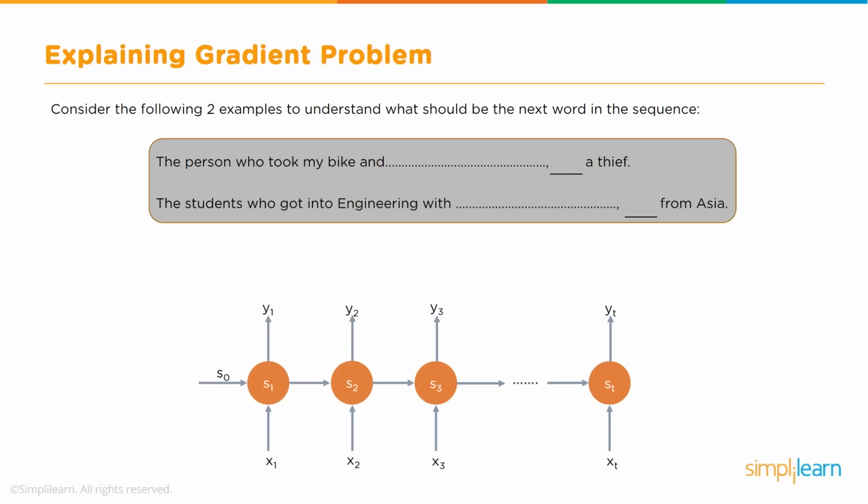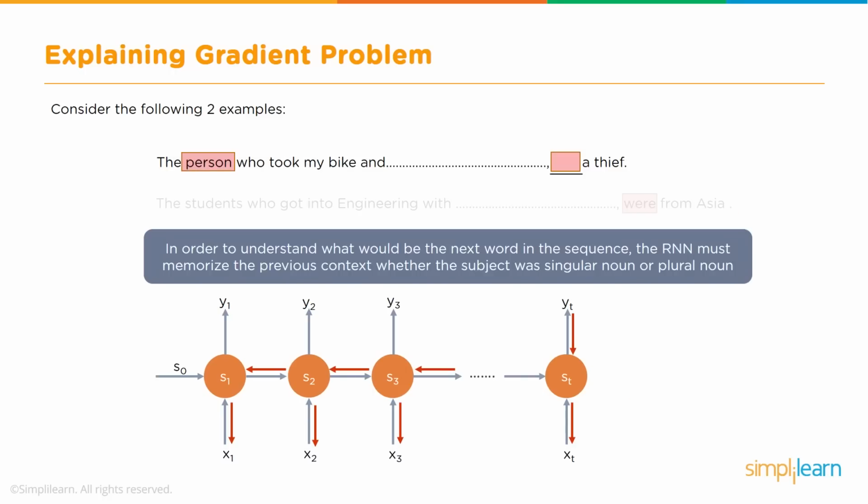Explaining gradient problem. Consider the following two examples to understand what should be the next word in the sequence. The person who took my bike and blank, a thief. The students who got into engineering with blank from Asia. And you can see in here we have our X value going in, we have the previous value going forward, and then you back propagate the error like you do with any neural network. And as we're looking for that missing word, maybe we'll have the person who took my bike and blank was a thief. And the students who got into engineering with a blank were from Asia. Consider the following example, the person who took the bike. So we'll go back to the person who took the bike was blank a thief.